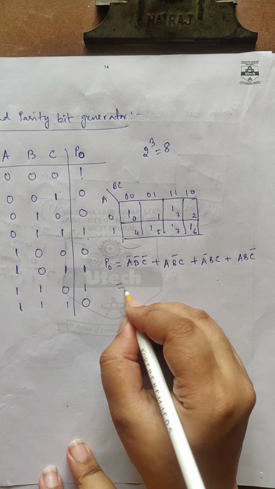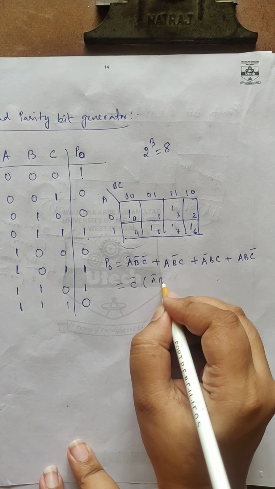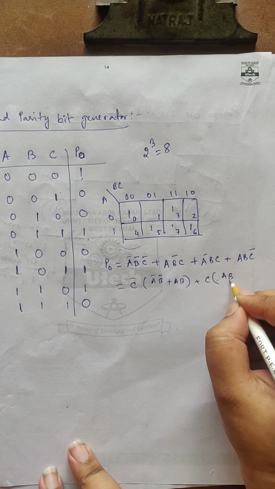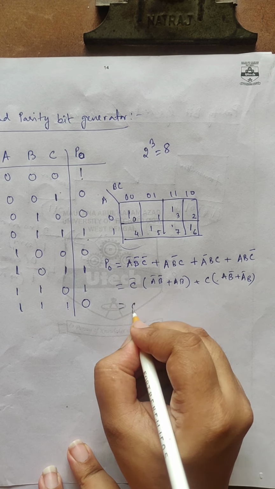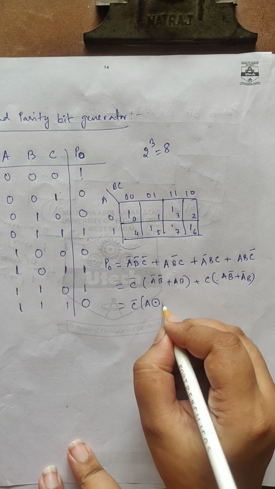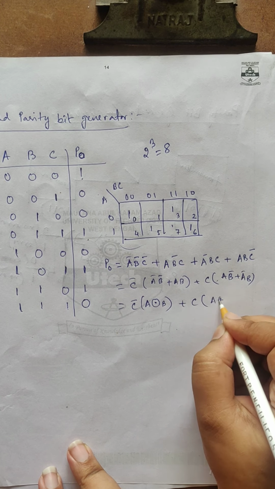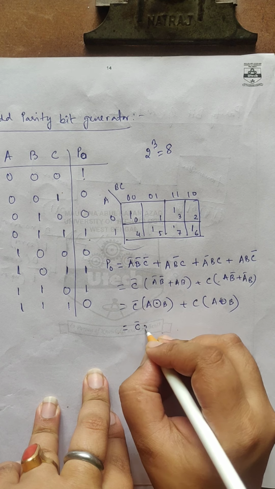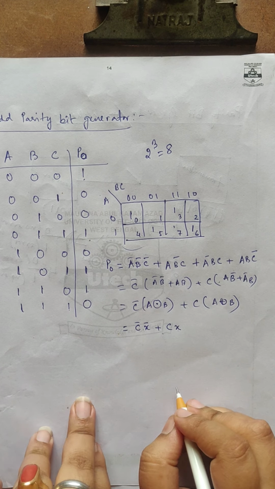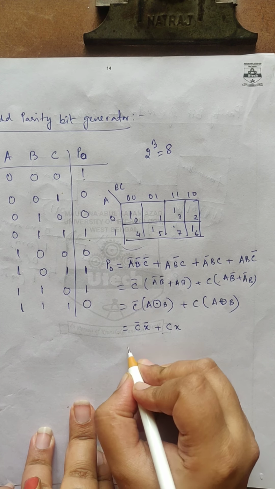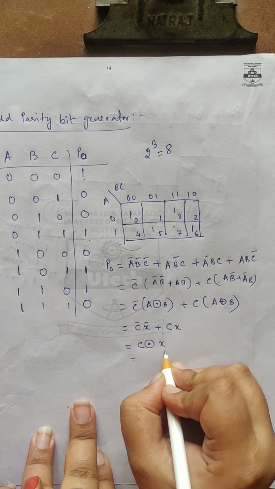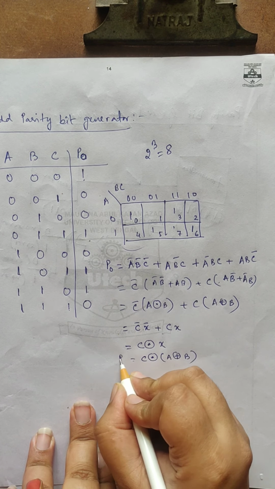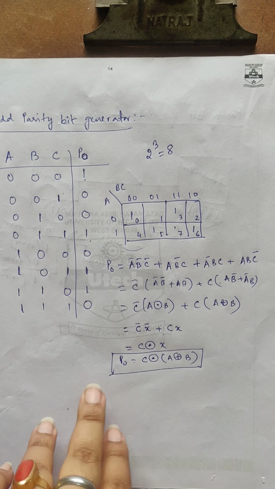From here let me take C bar as common and write A bar B bar plus A B, and within the other two take C as common, A B bar plus A bar B. This will give me C bar and XNOR, and this will give me A XOR B. If I consider A XOR B to be X, this gives me C bar X bar plus C X. This is C XNOR X, where X is A XOR B. C XNOR (A XOR B) is the ultimate expression of my odd parity.